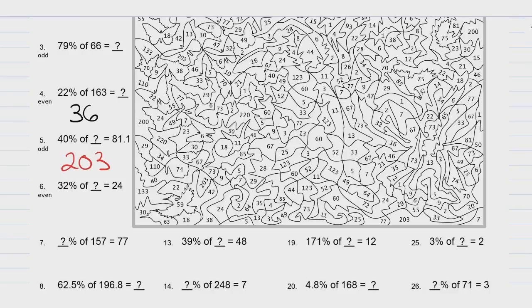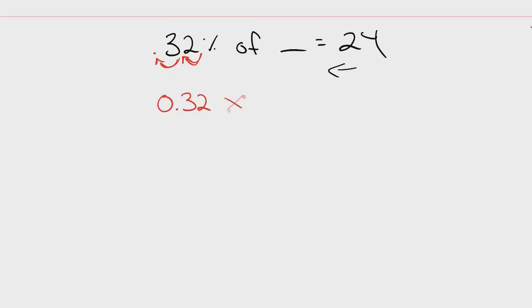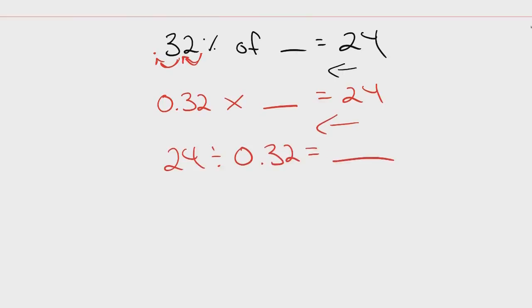Number 6. You have 32% of a number equals 24. You're going to solve this the exact same way. We're going to have to work in the opposite direction. First off, we're going to change the 32% to a decimal. Move the decimal 2 spaces to the left. If it's not in sight, it's on the right, and then move it 2 spaces to the left. So it becomes 0.32 of is times. You have an unknown number equals 24. I have to work the opposite direction, so I'm going to say 24 divided by 0.32 equals an unknown number.